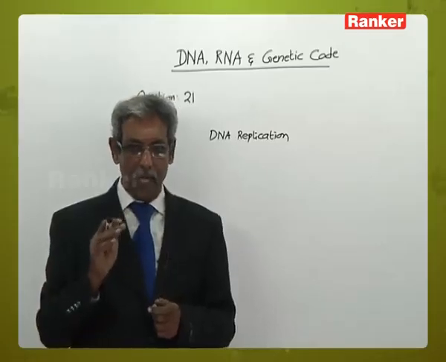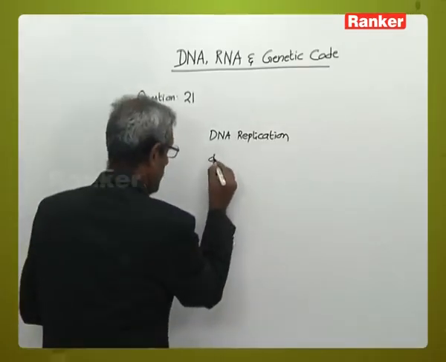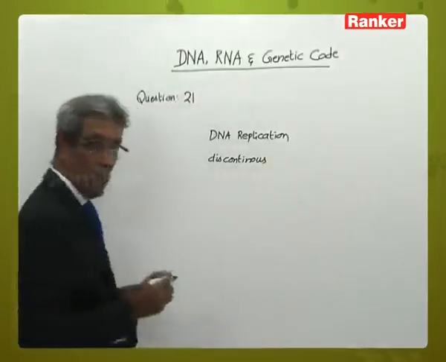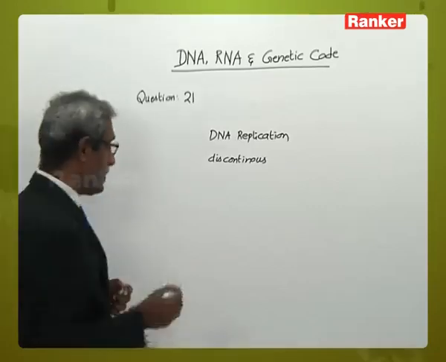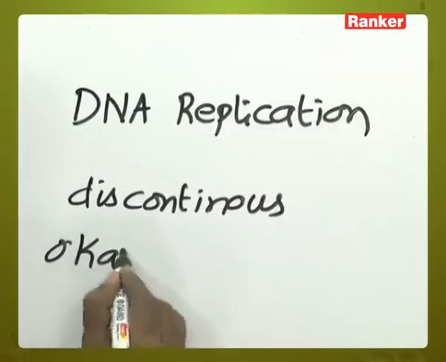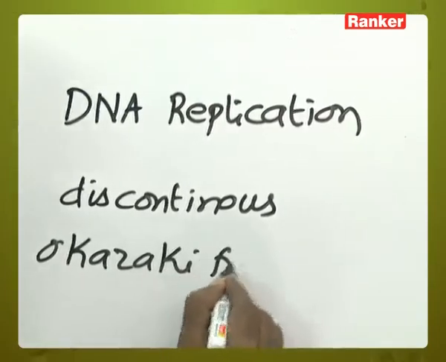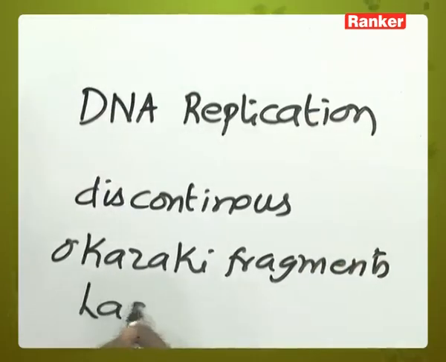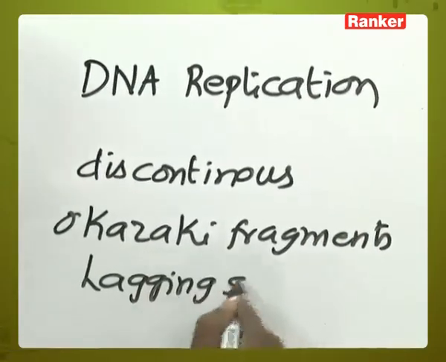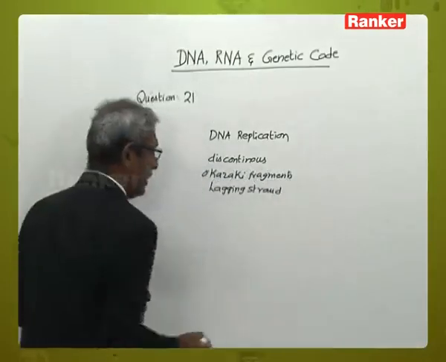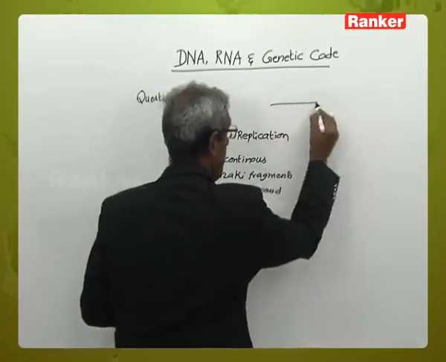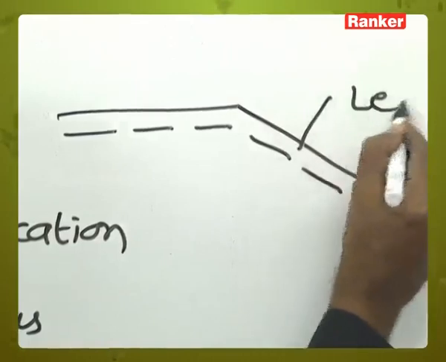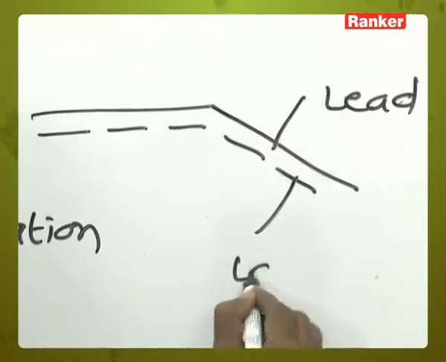So when you take DNA replication, it is always discontinuous. Why do you call it discontinuous? You call it discontinuous because of the presence of Okazaki fragments, the smaller fragments of the DNA which are formed on the lagging strand. You have a lead strand and then you have the lag strand. This is the lead strand and this is the lag strand.